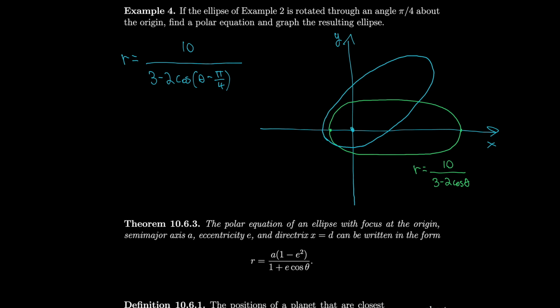And then here's still our focus at 0, 0, the origin. And here's our rotated ellipse, r equals 10 over 3 minus 2 times the cosine of theta minus pi over 4.